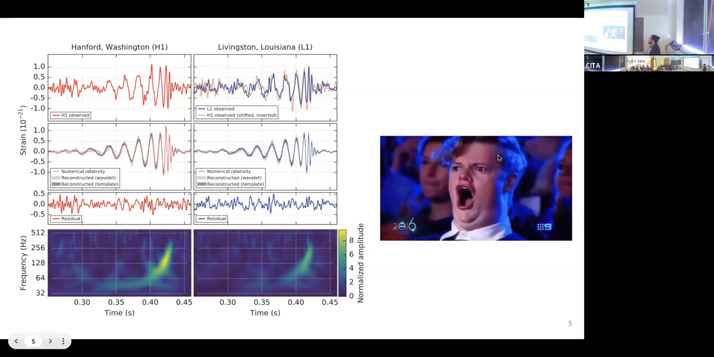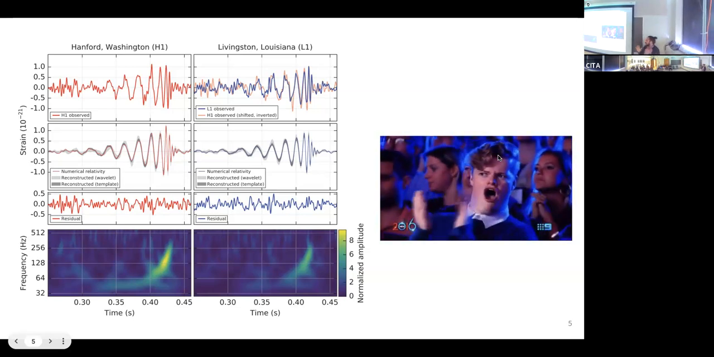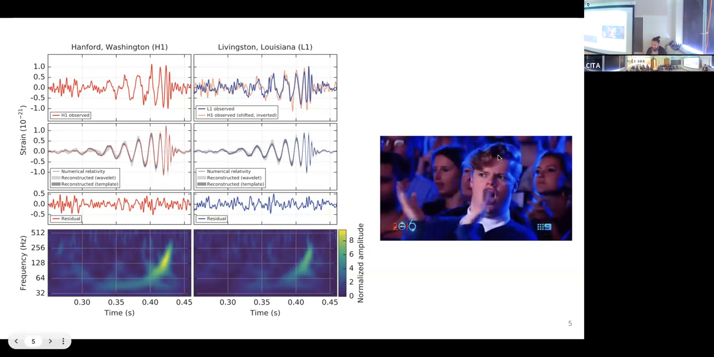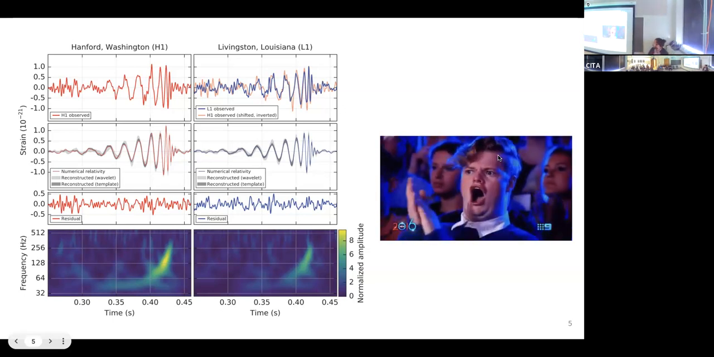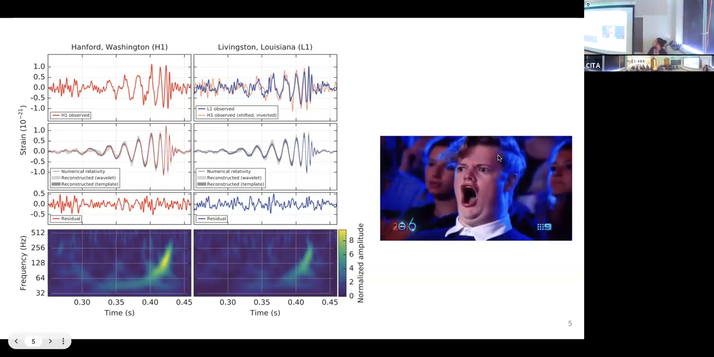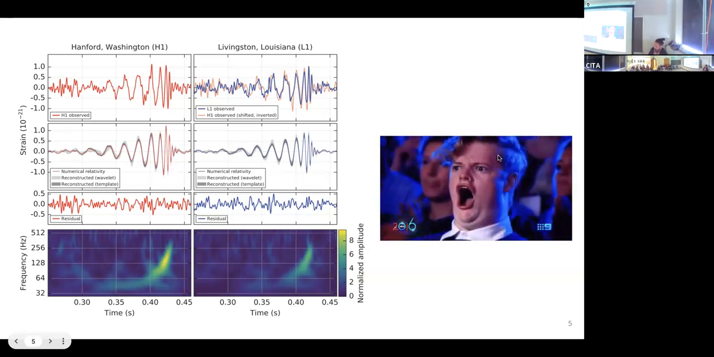So this was a massive feat. The world was very excited by this, and it led to the Nobel Prize in physics. I didn't win it; it wasn't me, but other people did. So that was really exciting.